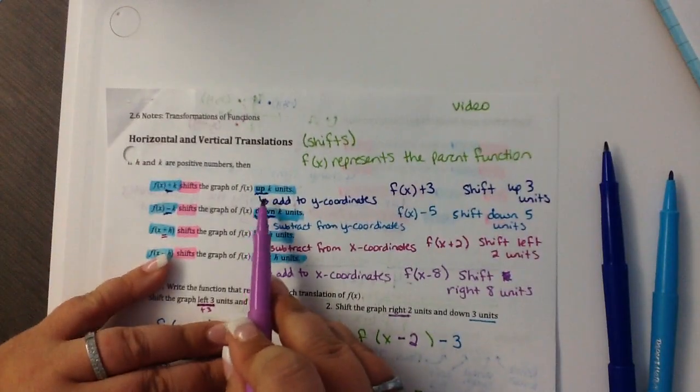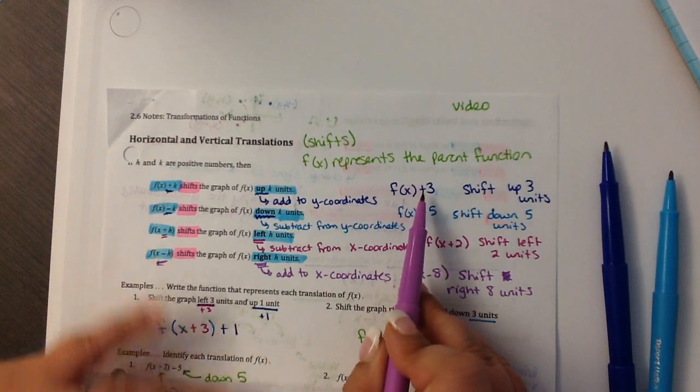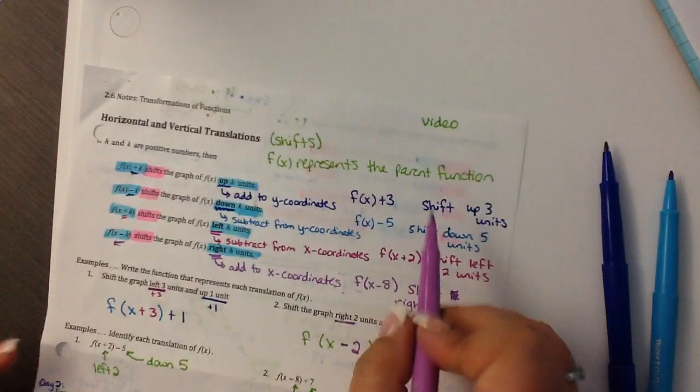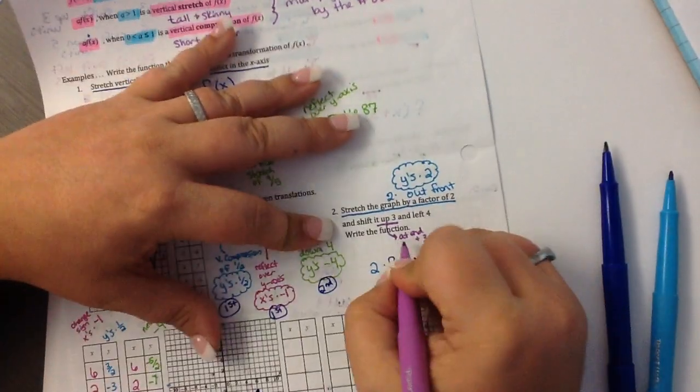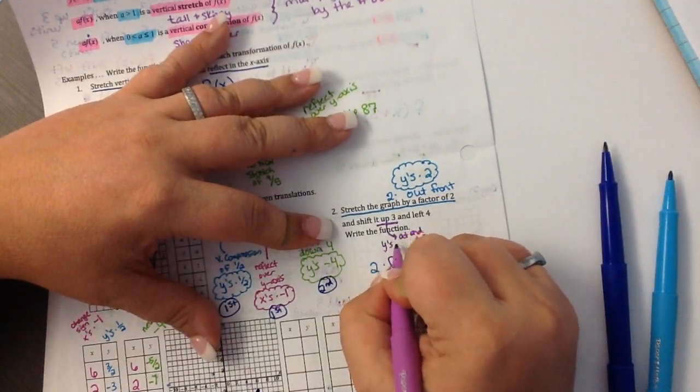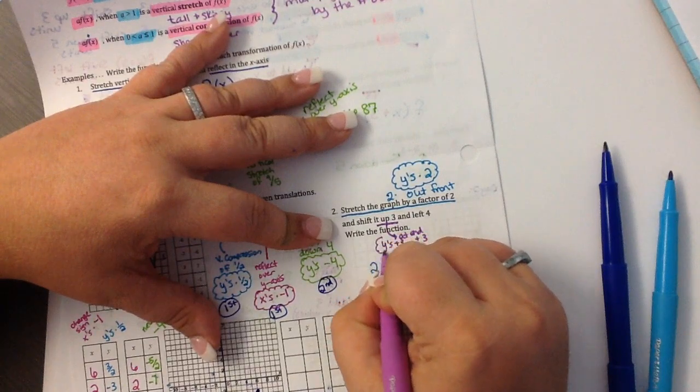Up 3. Oh, hey, look, that one was up 3. So we're going to add 3. And we're going to add 3 to our y coordinates. So our y's are going to get 3 added to them at some point.